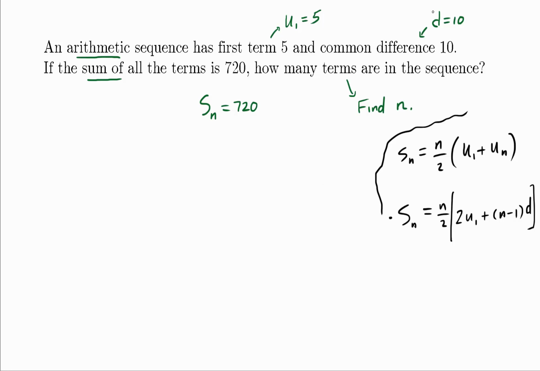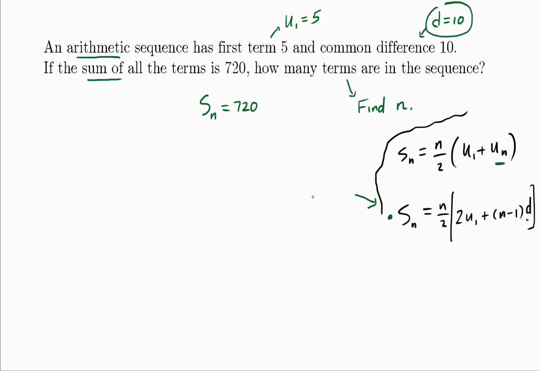Now what we have here is d equals 10. So I'm leaning towards this formula here just because we know what d is. Also, we don't actually know what un is. We don't know what that last number is. So let's definitely not use this formula here. Let's go with this one here.